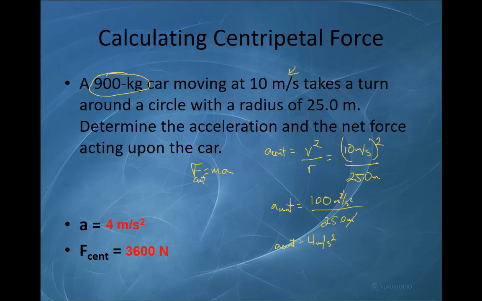Excellent. Well, now we can simply use this number and substitute that in with our mass to find our centripetal force. So F centripetal is equal to the mass, which we said here is 900 kilograms, times the acceleration, 4 meters per second squared. And if you go ahead and do the math, nine times 4 is 36. So 3,600 newtons.